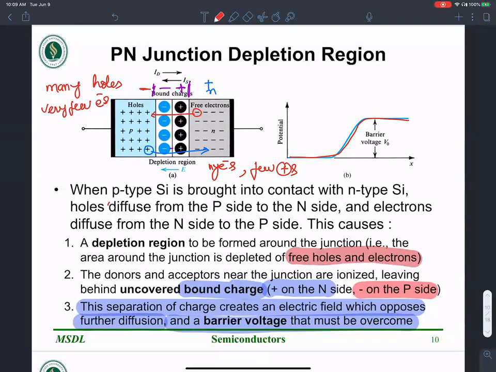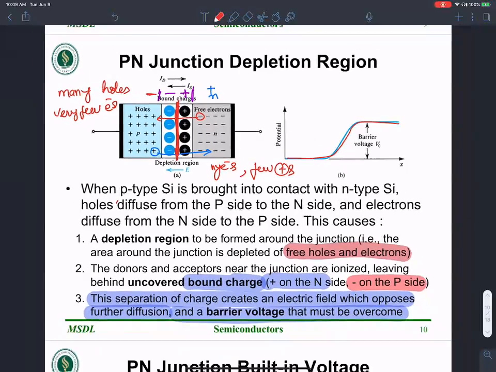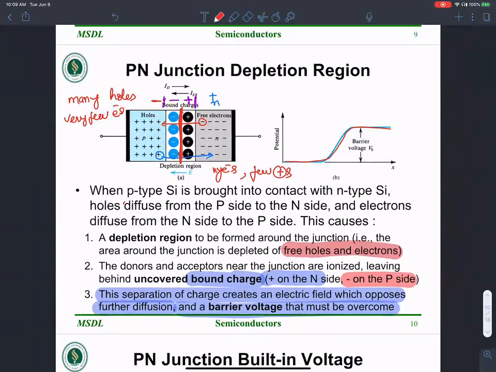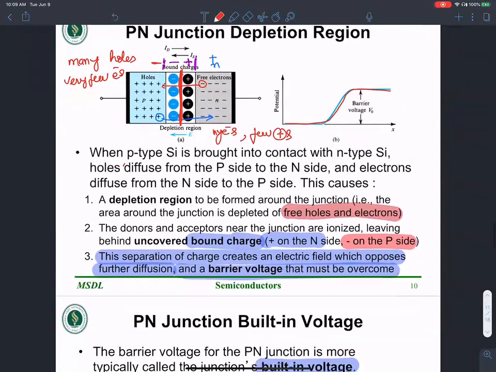Okay, so that is the fundamental phenomenon that is happening as electrons and holes migrate across the boundary here. When electrons migrate to the left and holes migrate to the right, they create a barrier to further migration. Okay, so that's the idea of depletion region and a built-in voltage.